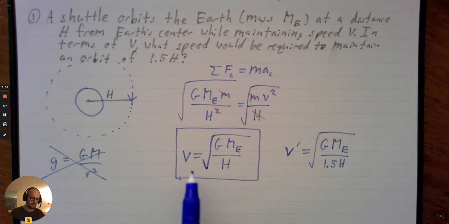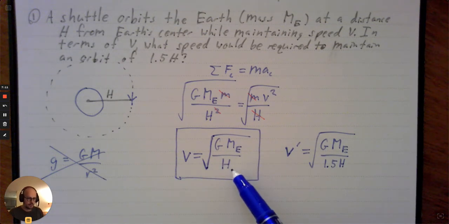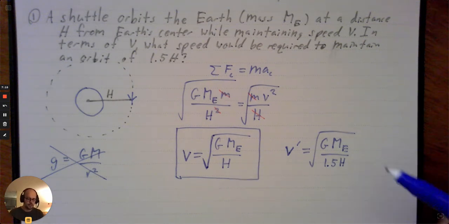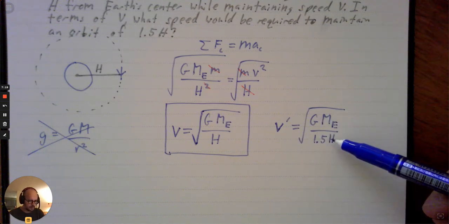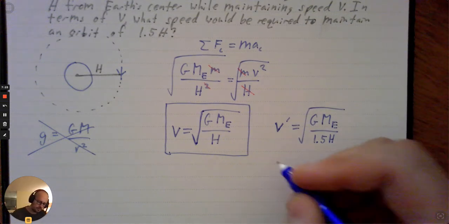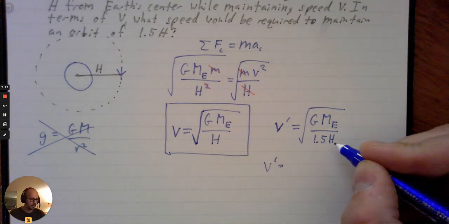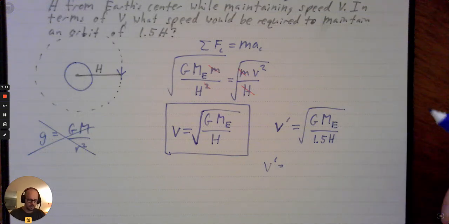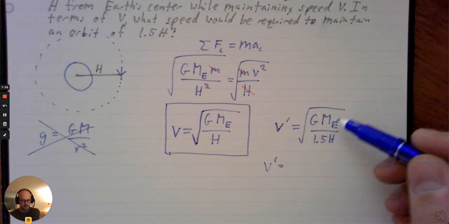And so this represents the speed required for a satellite to maintain an orbit around a planet of mass m and at a distance of h from its center. Anyway, back to the problem. V prime, my new velocity, is equal to all of this. And so just like I've done with the other proportional reasoning problems, I'm going to take the number out of the equation. So this is a little bit more complicated because I have 1.5 in the denominator and in a square root symbol.